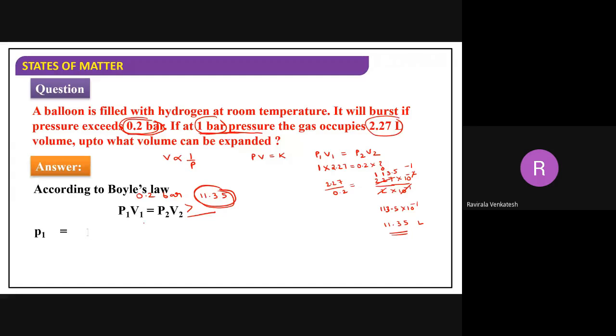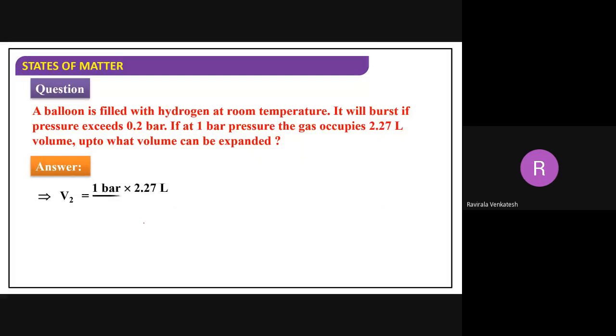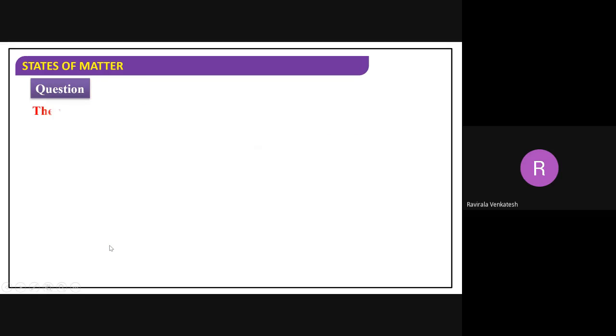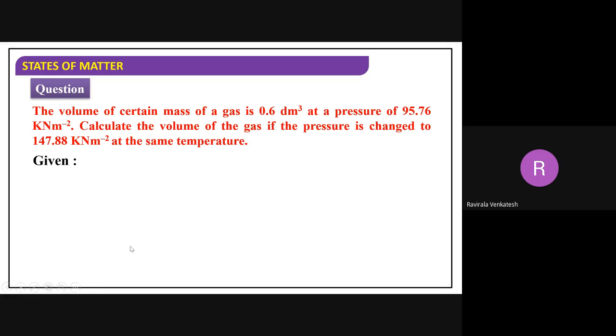According to Boyle's law, P1 V1 is equal to P2 V2. You can do like this. Answer we got here, 11.35. You got 11.35 only as the answer. So these are very simple formulas actually, but the important thing is the conversions, bar, atmosphere, you have to consider this.